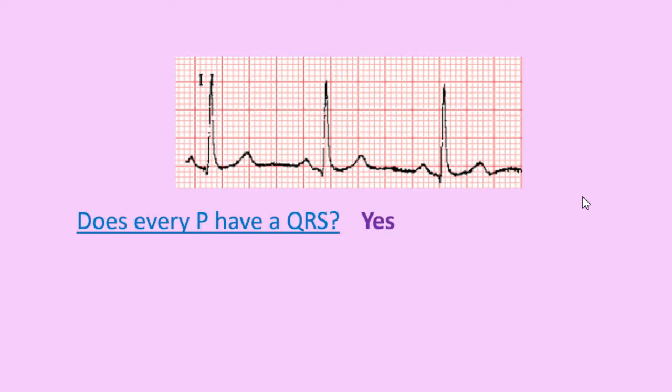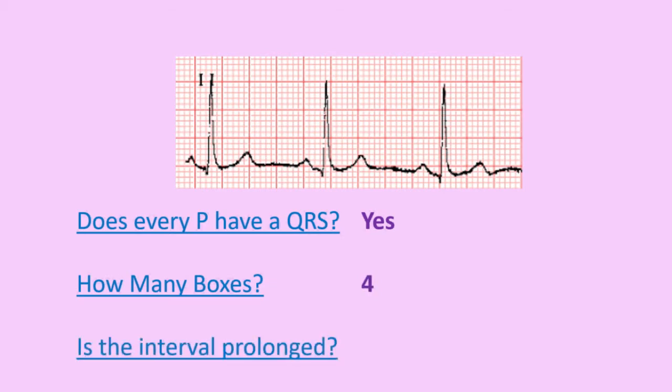Now the next question we want to ask is, what is the PR interval, or how many boxes? So let's look at this one here. We have 1, 2, 3, 4 small boxes, which would give us a normal PR interval. So is the interval prolonged? In this case, it's not, and this is actually a normal EKG.